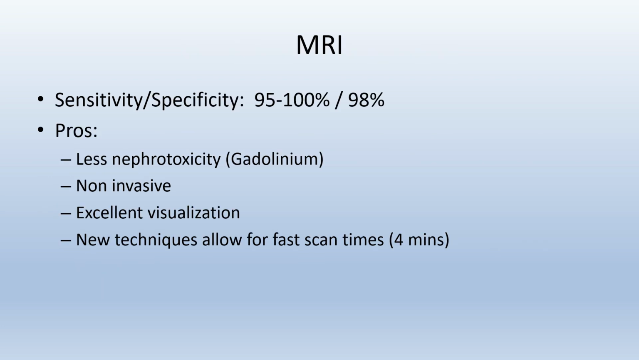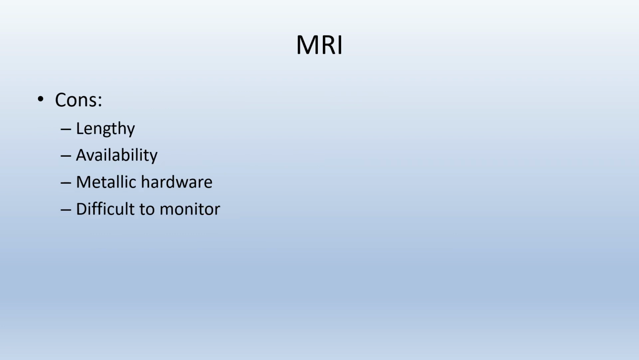MRI sensitivity is 95 to 100%, specificity is 98%. Pros: less nephrotoxic gadolinium, non-invasive, excellent visualization. New techniques allow fast scan times of 4 minutes. MRI cons include limited availability, metallic hardware, and it is difficult to monitor the patient.